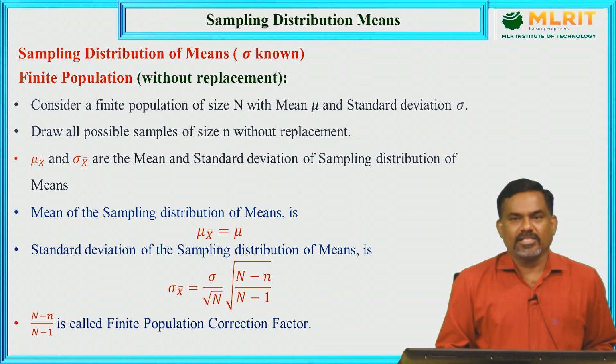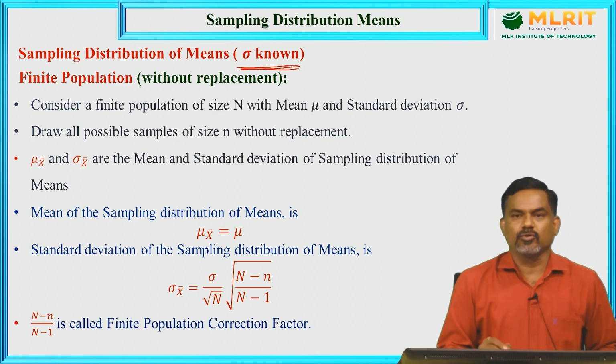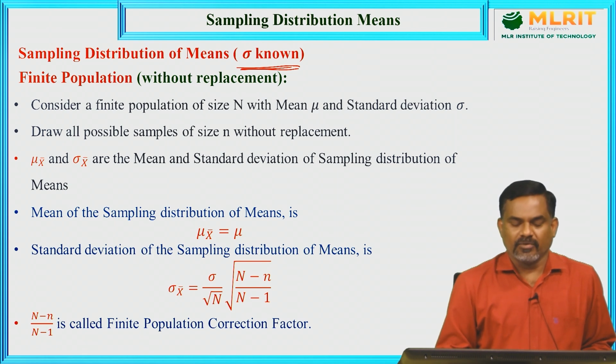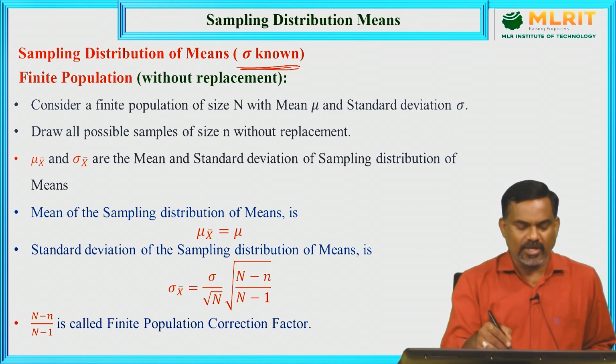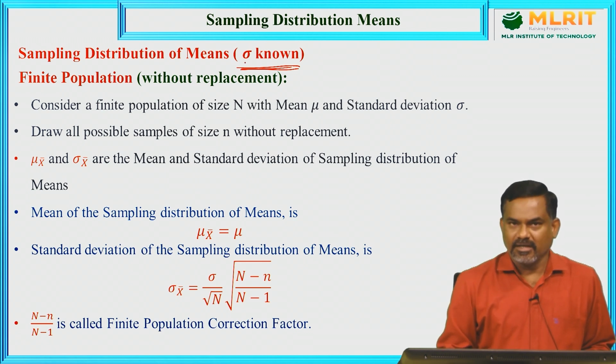Now, in today's session, I am going to discuss the sampling distribution of means, in particular the case where sigma is known. There are two different cases in the sampling distribution of means. One is sigma known and the other is sigma unknown. We will discuss sigma unknown in the next session. In today's session, I am going to discuss the sampling distribution of means when sigma is known.